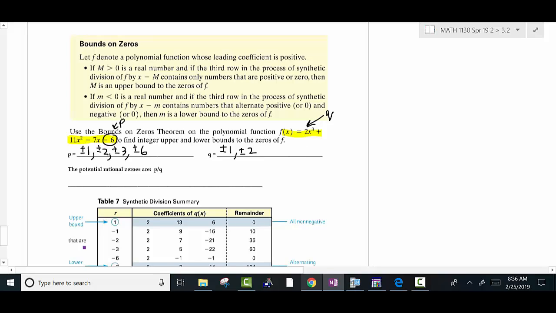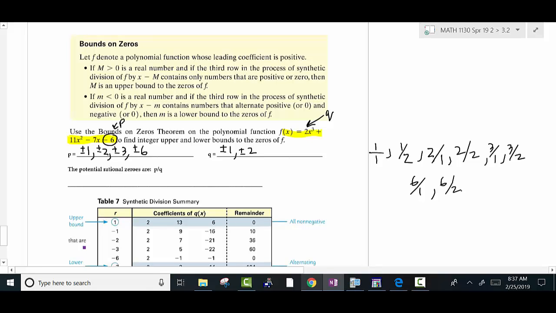So I just go 1 over 1, 1 over 2, like that. So I'm just taking the 1 over the 2 Q's, and I do 2 over 1, and then I do 2 over 2. And I do the same thing with 3. 3 over 1, and then 3 over 2. And I do the same thing with 6. I do 6 over 1, and 6 over 2. Now some of those numbers are going to repeat.